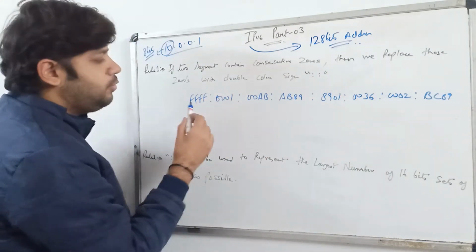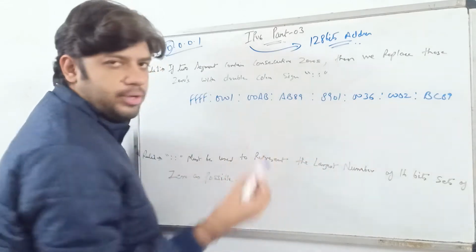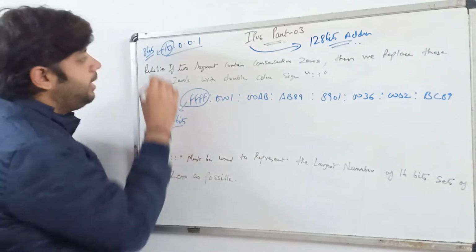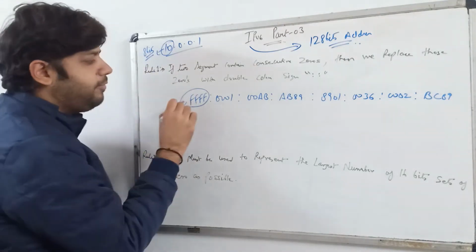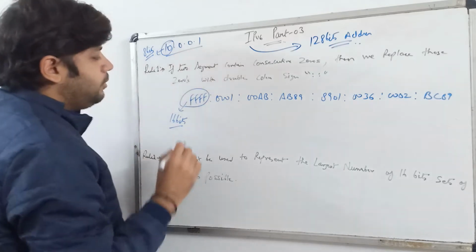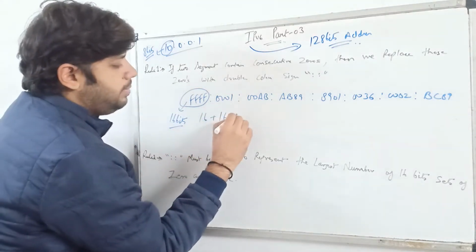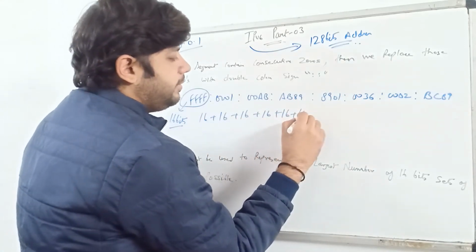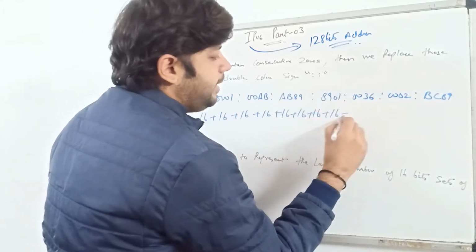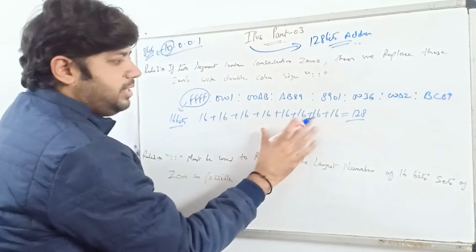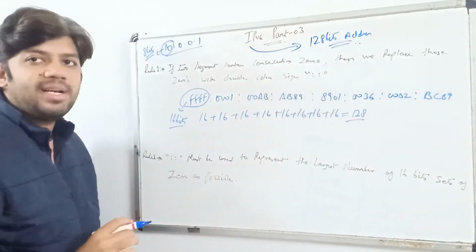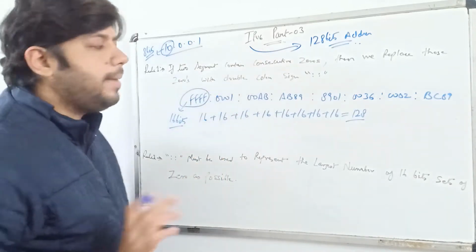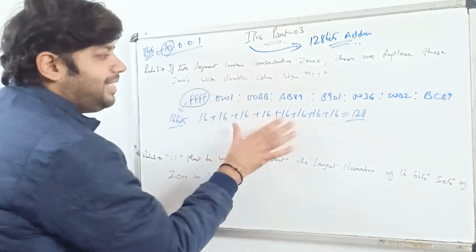We have 8 segments: 1, 2, 3, 4, 5, 6, 7, 8. In one segment, how many bits do we have? 16 bits. In IPv4 we had 8 bits per octet, here we have 16 bits, and we have 4 digits only. So let's go for 16 plus 16 plus 16 plus 16, and we calculate 8 of them: 8 times 16 is equal to 128. So if you calculate all these 16s into 8, the answer is 128. This is the way we can write IPv6.